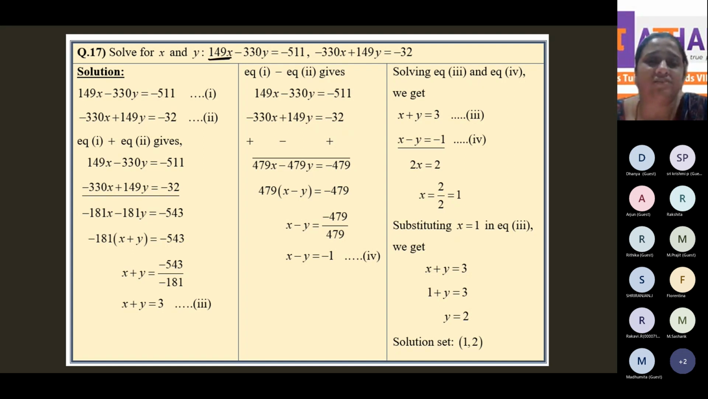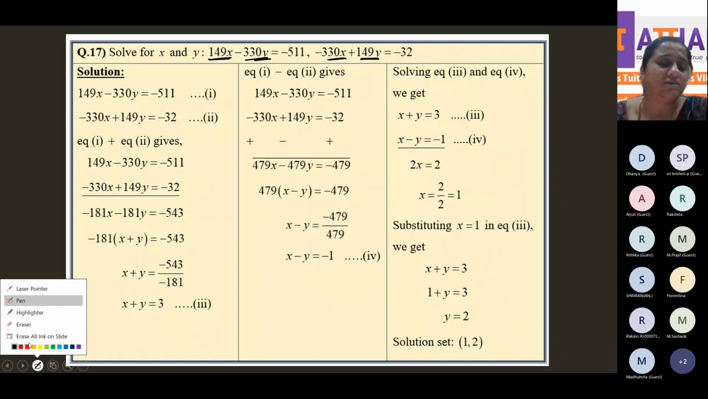149 is the coefficient of x here, and in the next equation, 149 is the coefficient of y. So in the first equation, 330 for y, and in the second equation, 330 for x. I said ignore the signs. It can be plus or minus, the difference can be there, but the absolute value should be the same. In this case, we use a special method.